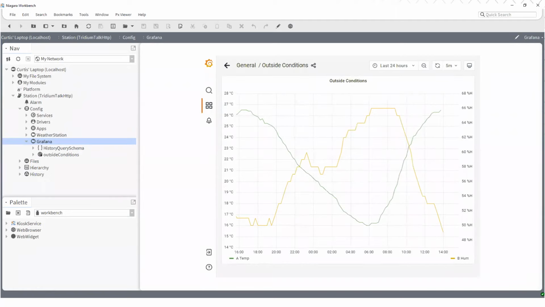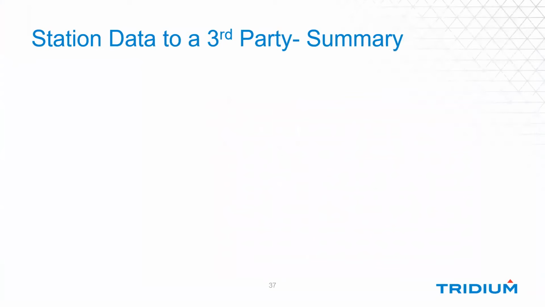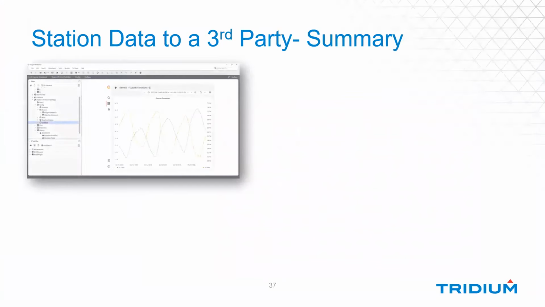Okay, so normally with Grafana, a lot of people use InfluxDB as a means of getting the data into it, which obviously gives you two databases. In this case, we've only got one database, which is the Niagara database, so that works really well. So let's just have a quick look at the summary there. So this is what we achieved once we imported it in there.